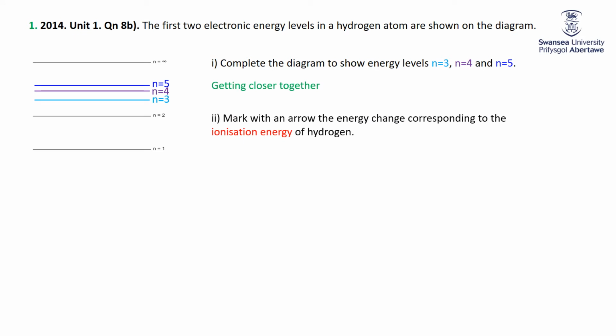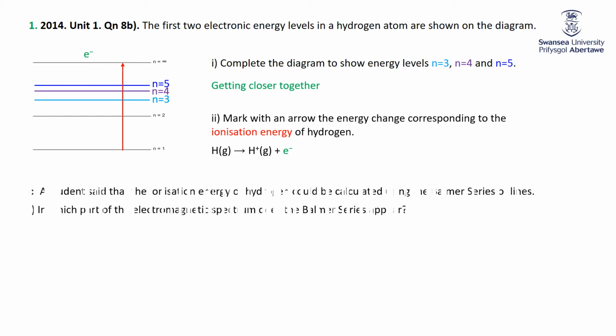Mark with an arrow the energy change corresponding to the ionization energy of hydrogen. Well, the ionization energy that we'll talk about extensively later on in this set of movies is where you take a gaseous atom, in this case hydrogen atom, and remove the electron from it, leaving the 1 plus cation. Now, by definition, for a hydrogen atom, you want the electron to start off in the lowest energy level, so n equals 1, and then when you've ionized it, you've removed it completely, so you've taken it up to the n equals infinity level, thus represented by that pretty little red arrow.